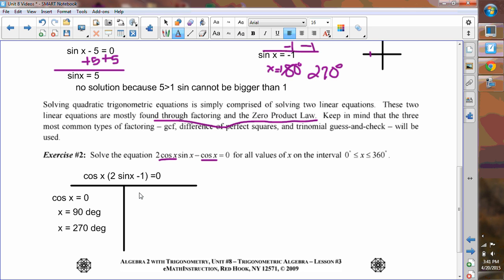Here, down here, we have 2 sine x minus 1 equals 0. We're going to add 1 to both sides.